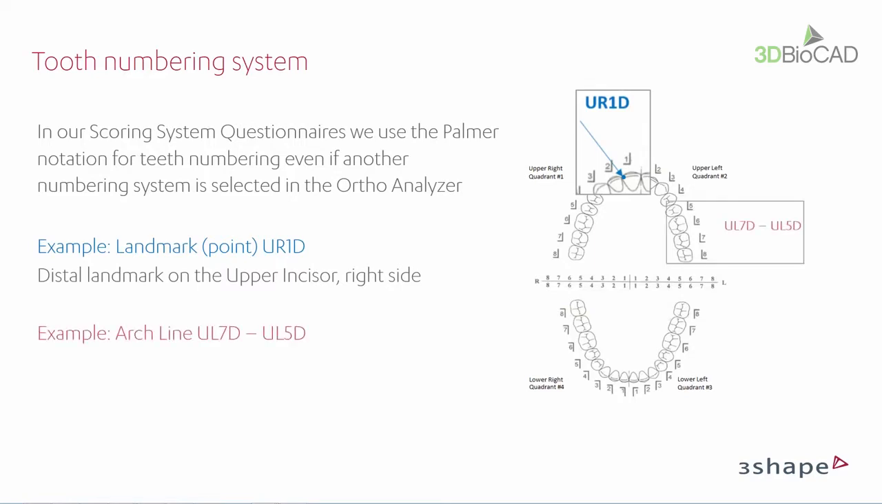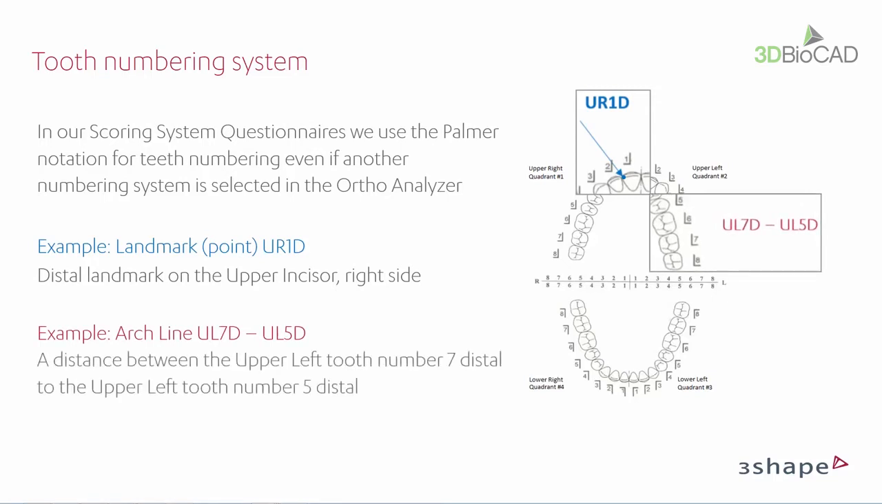Here is an example of an arch line UL7D to UL5D, which is the distance between the upper left tooth number 7 distal landmark, to the upper left tooth number 5 distal landmark.